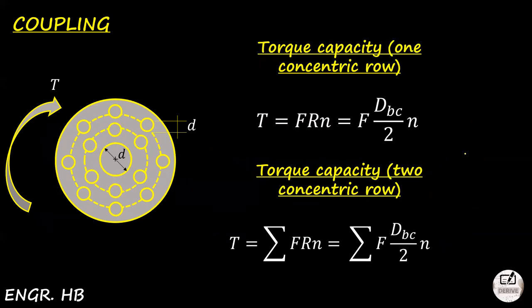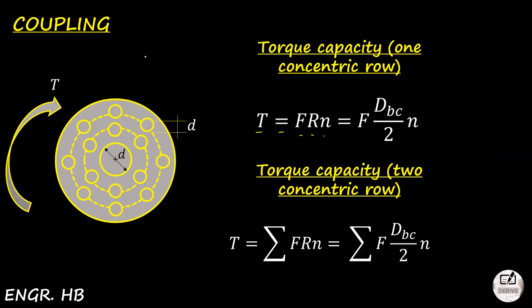So okay. If we are discussing the load and the stresses, then we also have the torque capacity. Torque is equal to FRN. So what is this F? F is the load times the radius, or your R, times N.